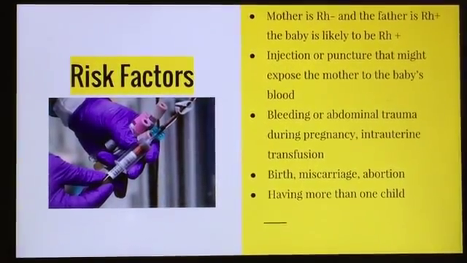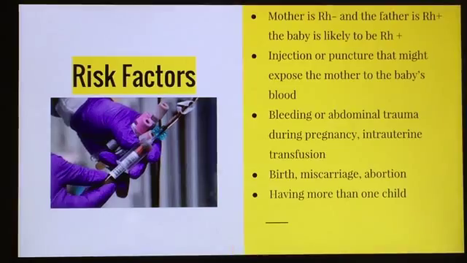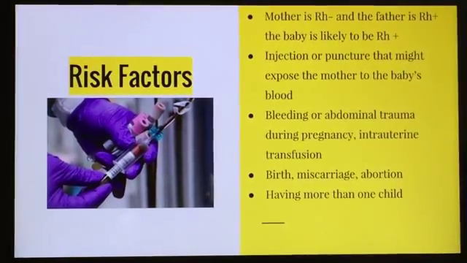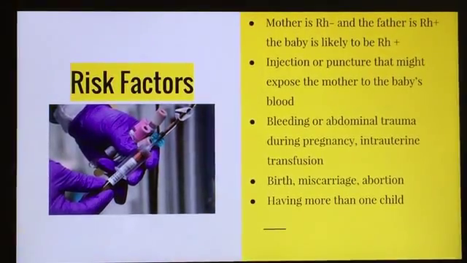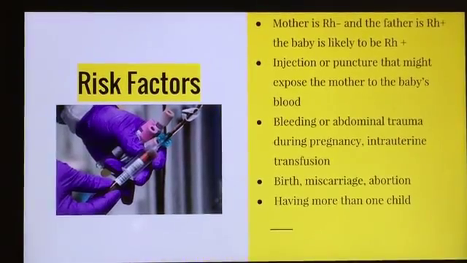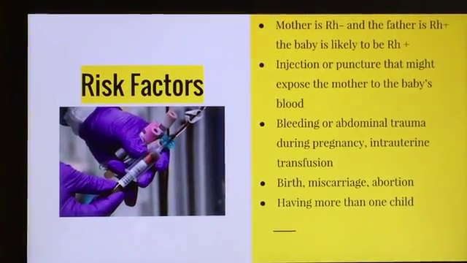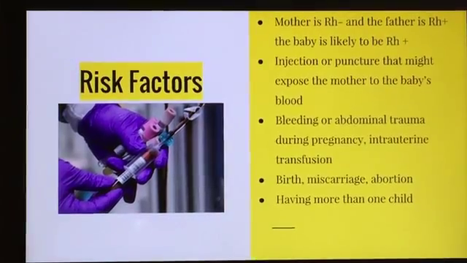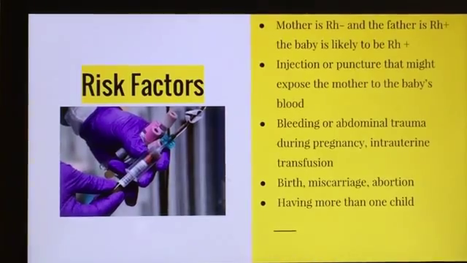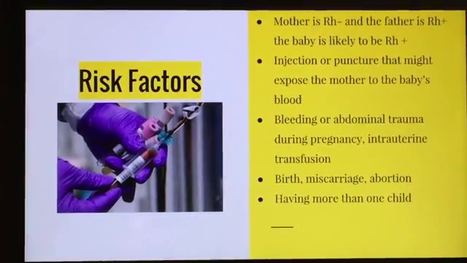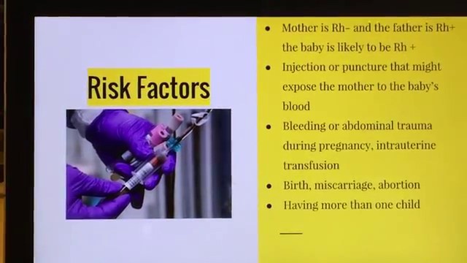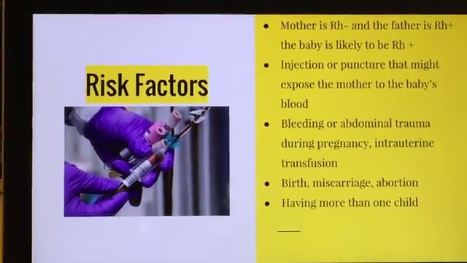Some of the risk factors are if you have an Rh negative mother and an Rh positive father, because this is dominant, the baby is likely to be Rh positive. Any injections or procedures that might expose the mother to the baby's blood. This can also include trauma, any hemorrhaging during pregnancy, any intrauterine blood transfusions. And even if the mother does not give birth, if she has a miscarriage or an abortion, she still needs treatment because she will develop the antibodies if she's going to have any children.